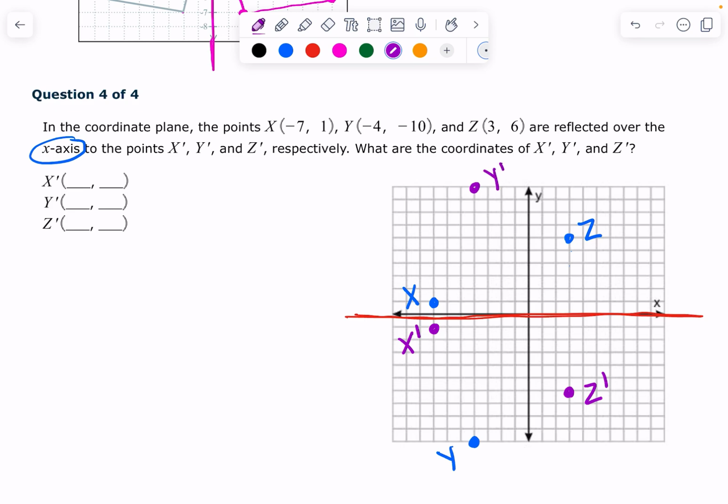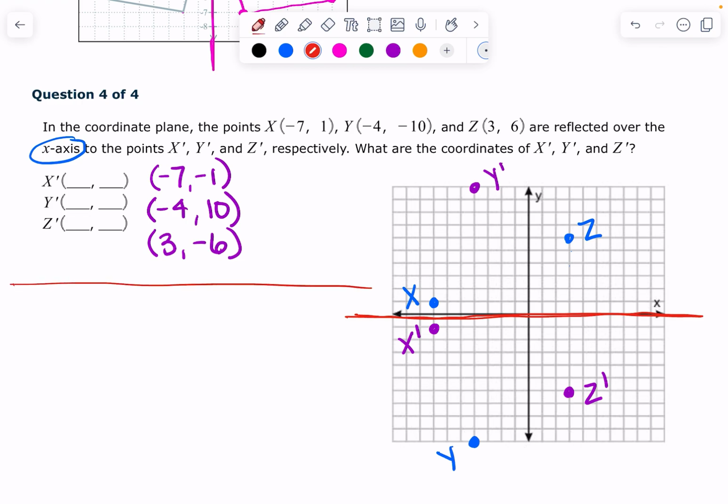So then I can write down the new coordinates there for that. So this would be (-7, -1). Y would be at (-4, 10). And Z is going to be at (3, -6). So that's using the graph.